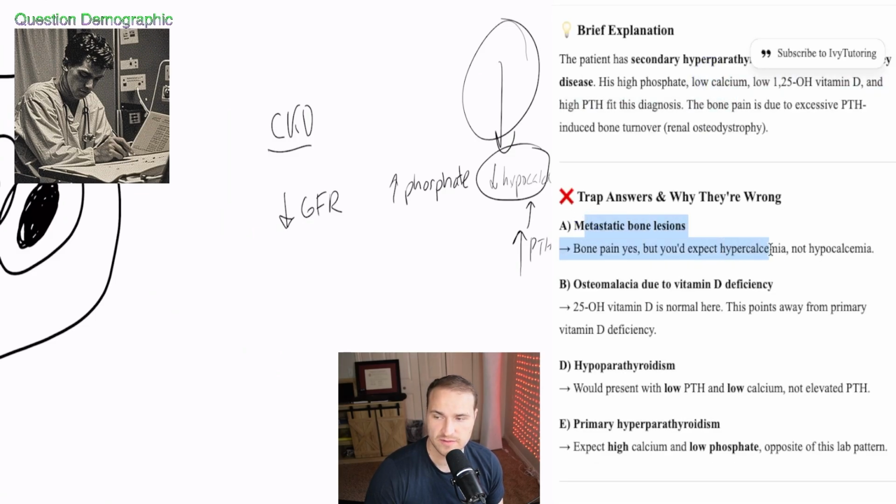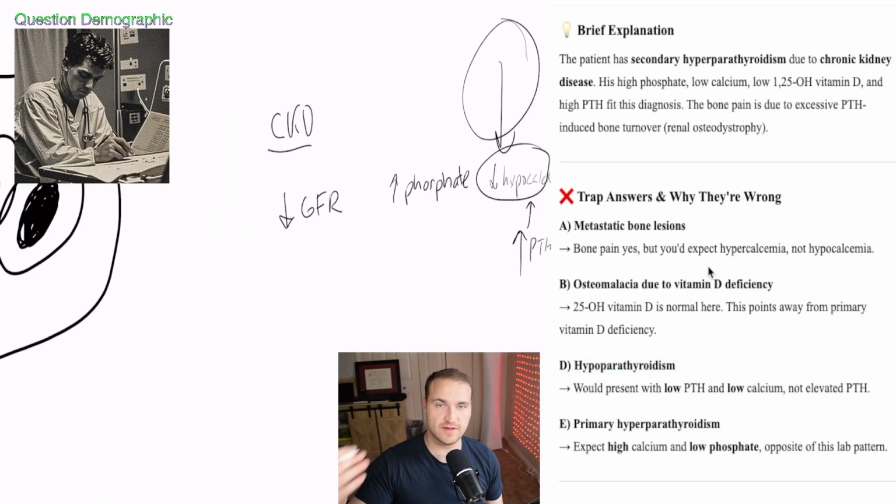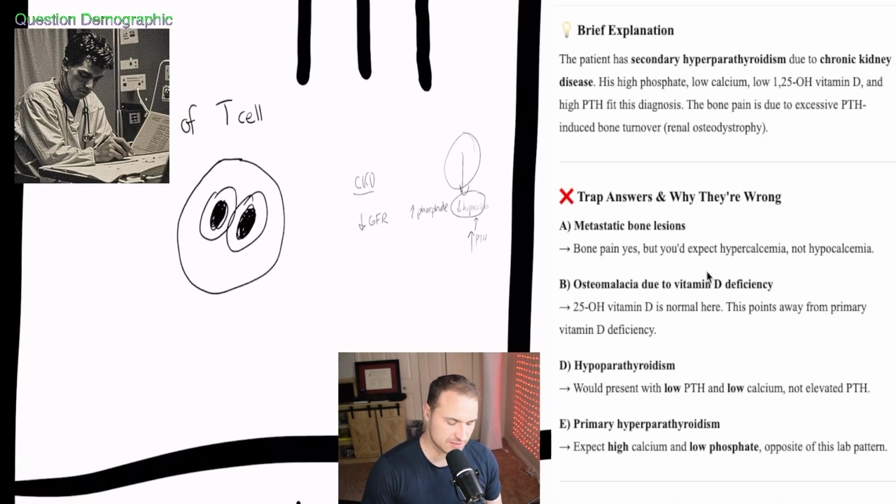In metastatic bone lesions, you'd see hypercalcemia. In osteomalacia, you'd see a vitamin D deficiency. Hypoparathyroidism would have low calcium, and primary hyperparathyroidism has high calcium. These patients are also going to develop bone abnormalities over time, and that's because the kidneys stop doing their job. They stop converting vitamin D to its active form. And without the active form, the 1,25 form, you can't take up a sufficient amount of that calcium.